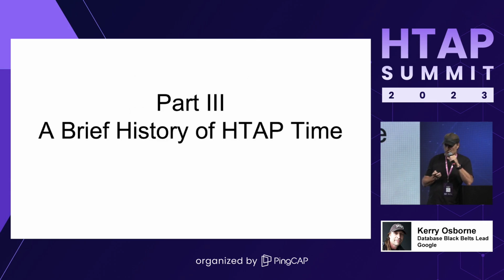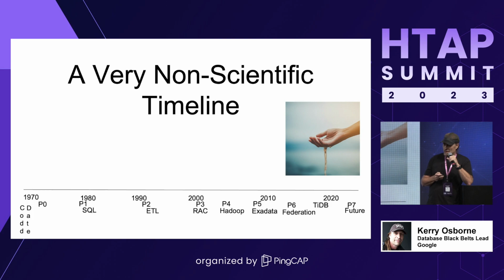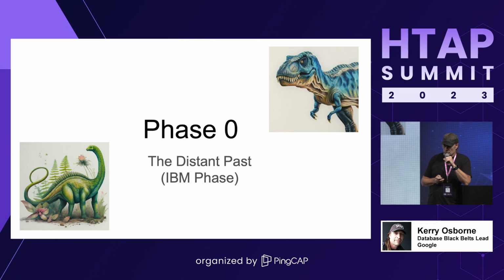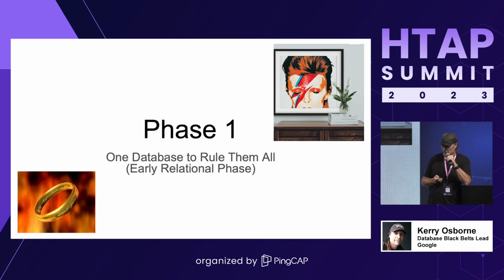All right, so here comes the history lesson real quick. I tried to do a little timeline last night, starting with Ted and Chris's paper back in 70 or so, and going all the way through, where I think we're going to end up in the future. So we'll just skip through these real quick. Phase 0, Grace Hopper, Ted and Chris writing their paper, IBM phase. I'm not going to talk about that at all.